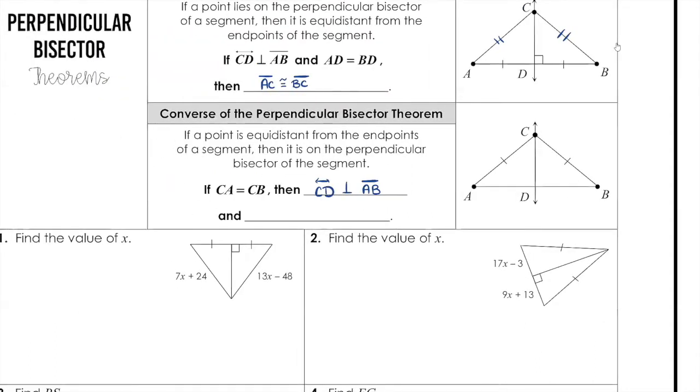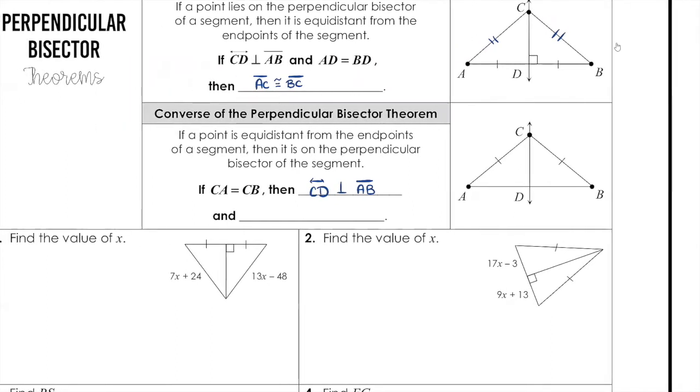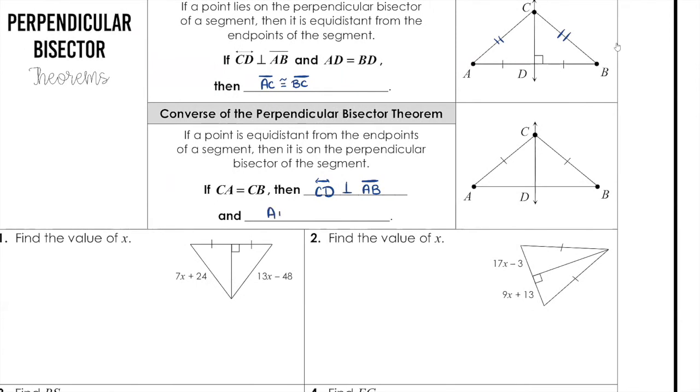And what else can we conclude, if it's the converse of the first one? Yep, AD is congruent to BD. So it just takes the given of the first theorem and flips it with the conclusion of the first theorem. The first theorem told us if we've got perpendicular lines and it's been bisected, then those hypotenuses are going to be congruent. But when we use the converse, we're saying, hey, if the hypotenuses are congruent, then they have to be perpendicular and it has to be bisected.